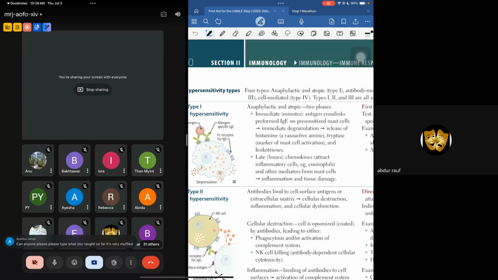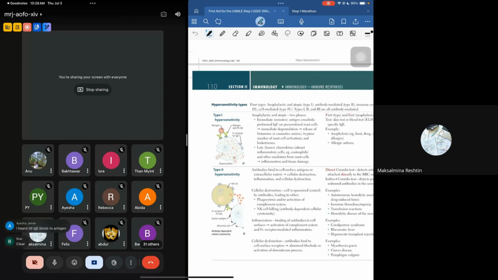Is it still muffled? No, it's clear. Okay. So the allergen is going to bind to IgE, and IgE is going to bind to the allergen. It's the same thing, there's no difference. There is cross-linking. If I say I met you and shook your hand, does it mean that you did not shake my hand? No. So it works both ways, and they bind each other.